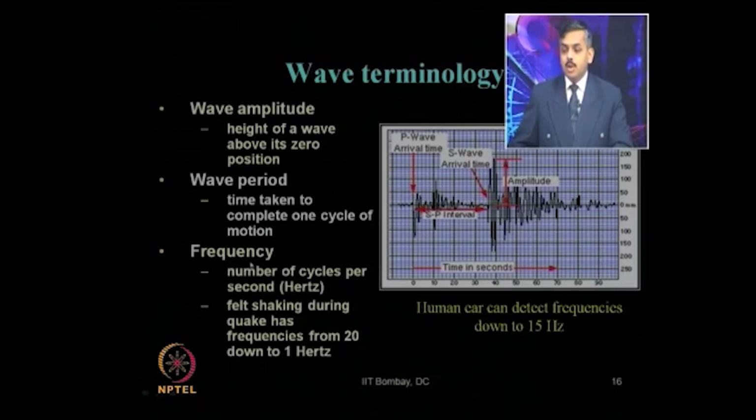What is frequency? Wave frequency is the number of cycles per second. It is expressed in the unit of hertz. The shaking felt during a quake has frequencies from 20 hertz to 1 hertz. This is the typical range of earthquake frequency. You can note down, this is important, that the typical range of earthquake frequency is between 1 hertz and 20 hertz. Actually, I will say it is closer to 1 to 4 hertz or 1 to 3.5 hertz. Later on, we will discuss more on these issues.